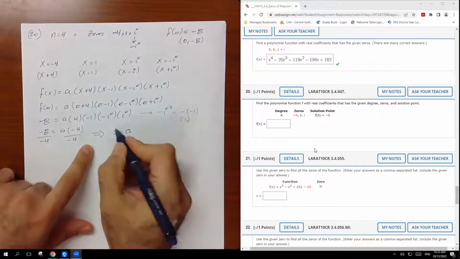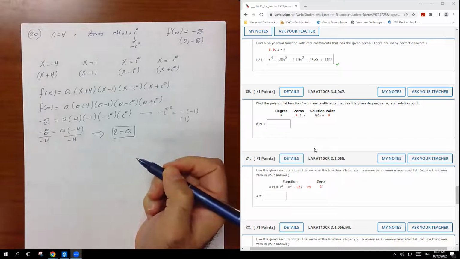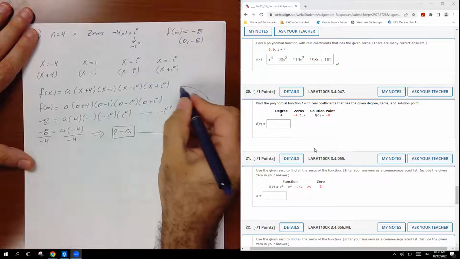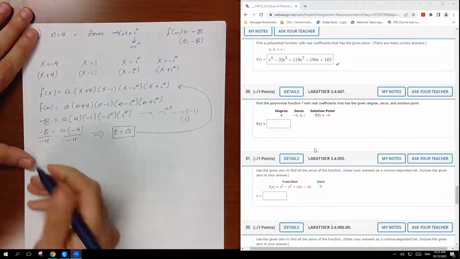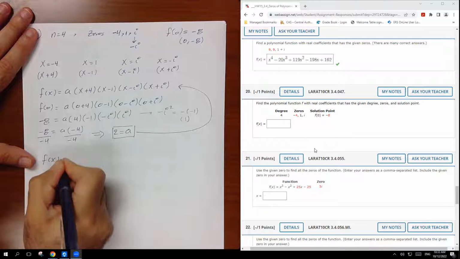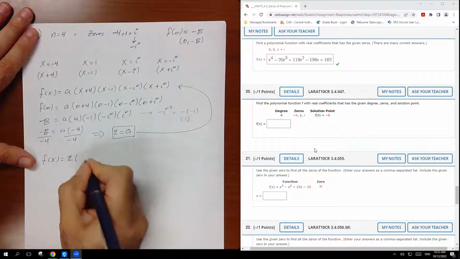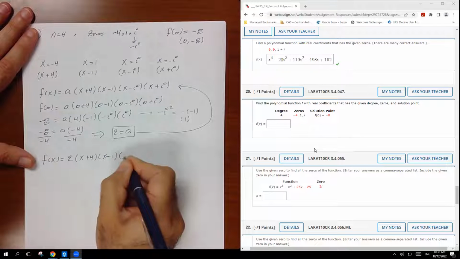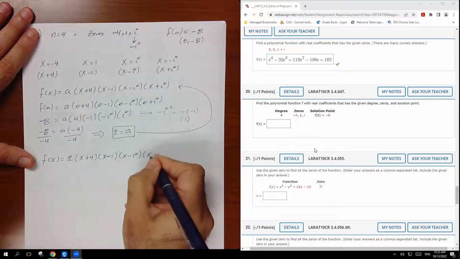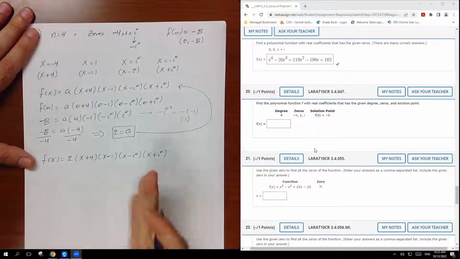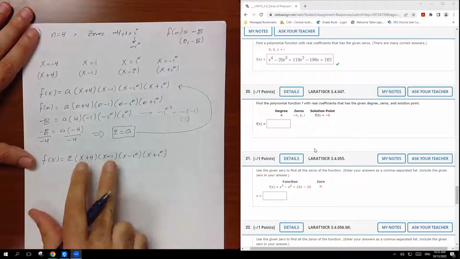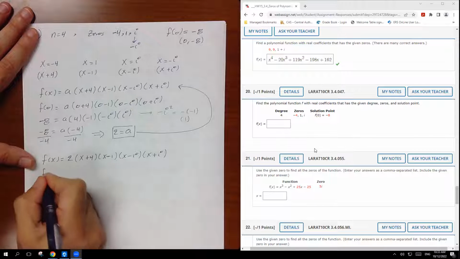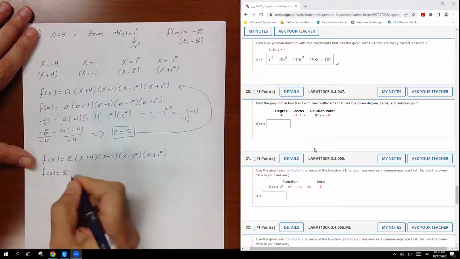So now we have the value of a. That's why we have only one polynomial function. We go back and plug in a to find the polynomial function. So f of x is going to be 2 times (x plus 4)(x minus 1)(x minus i)(x plus i). This is the right solution, but now we need to simplify it. I'm going to FOIL these two, then distribute the 2 on everything.